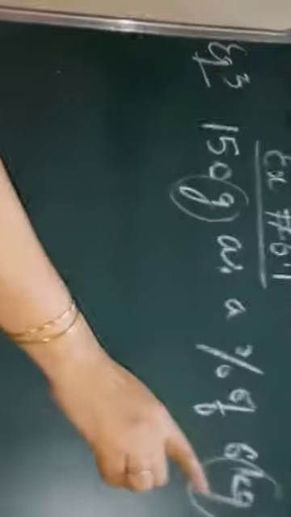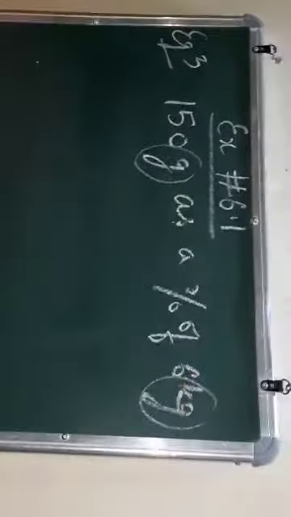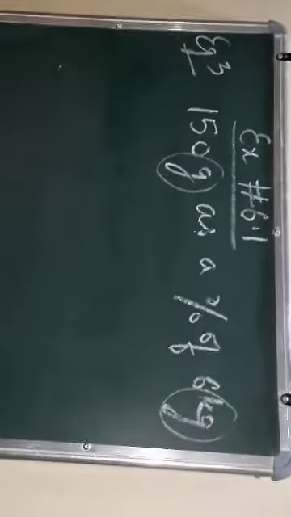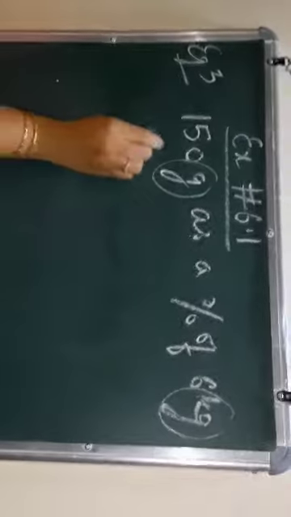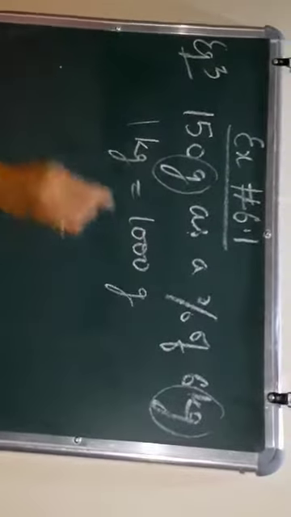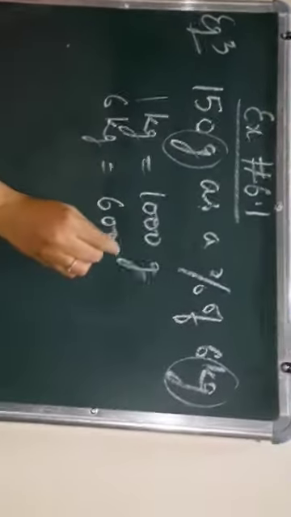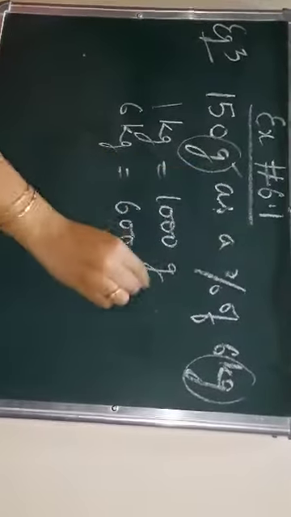Now how will you convert? What will be easy for you? When we convert kg into grams, that will be easy. So first I will convert 1 kg. We know that it is 1000 grams. So 6 kg means how much? 6000 grams. Right? Now both are in grams.